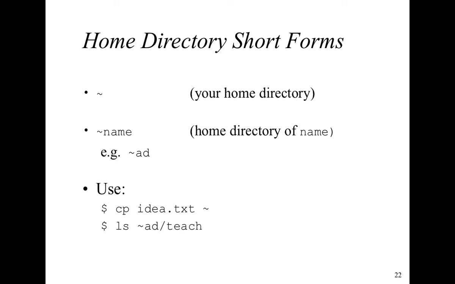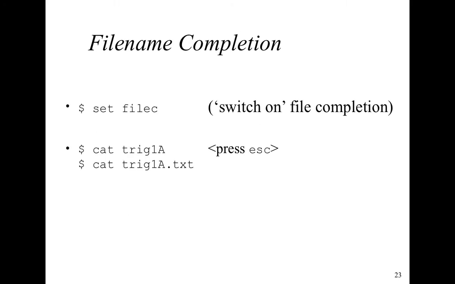So I think we saw the tilde for the home directory in one of the Unix exercises already. Then we have file completion. If you can't remember the file, you could just type in the first couple of letters of it. But if I tell you something about a file, type the whole file name in when you do it, unless you want to be smart. It'll do it for me. You say set filec to switch on file completion. File completion is a feature.